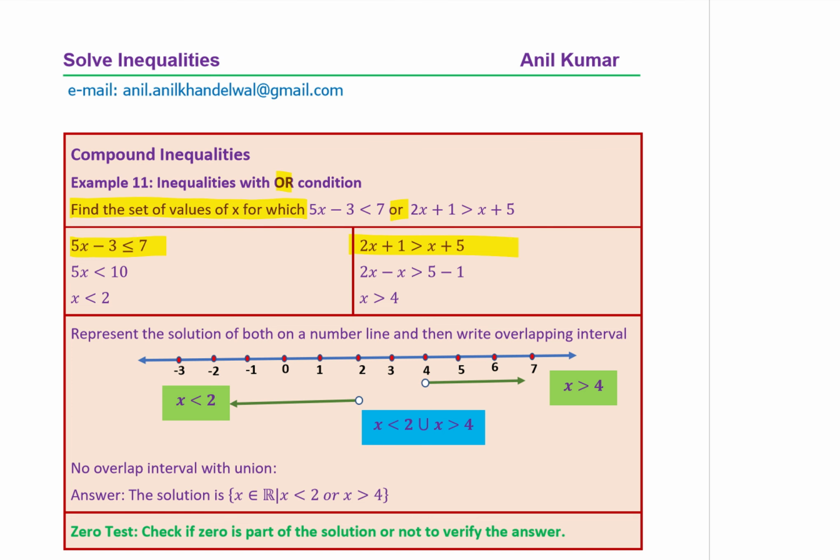So first thing first, bring 3 on this side. 7 plus 3 is 10. Do you see that? 5x less than 10. Divide by 5, x less than 2. I'm skipping steps, but you can include all these steps in your solution. Perfect. So I'll say here, include missing steps.